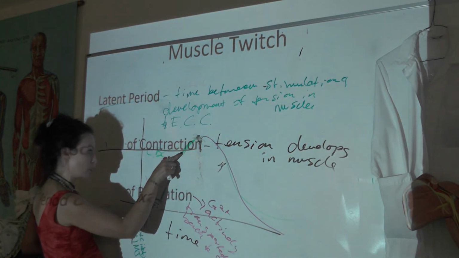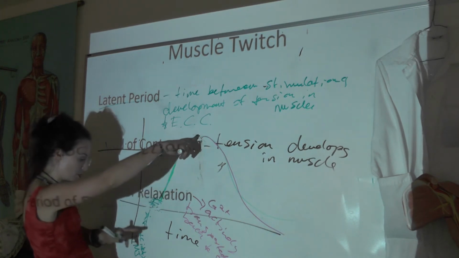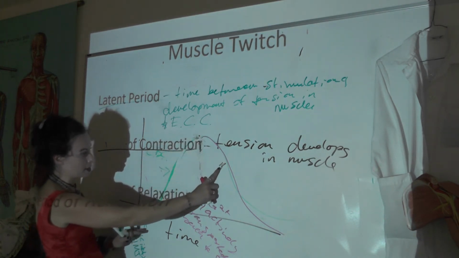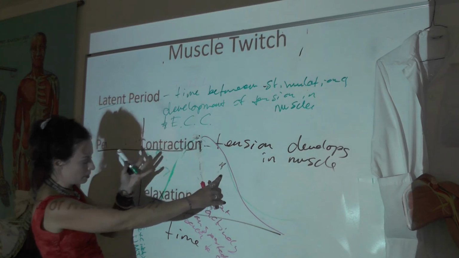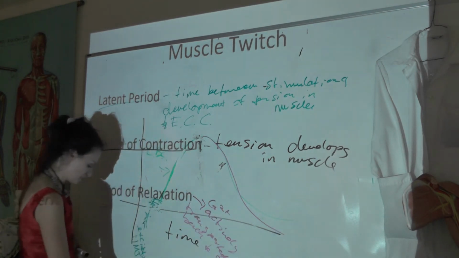We'll do the cross bridge cycle, we'll generate tension, and then as soon as I'm done sending down my action potential, there's no more stimulus, I'll actively pump that calcium back into the SR, and I will relax, and that is a muscle twitch.